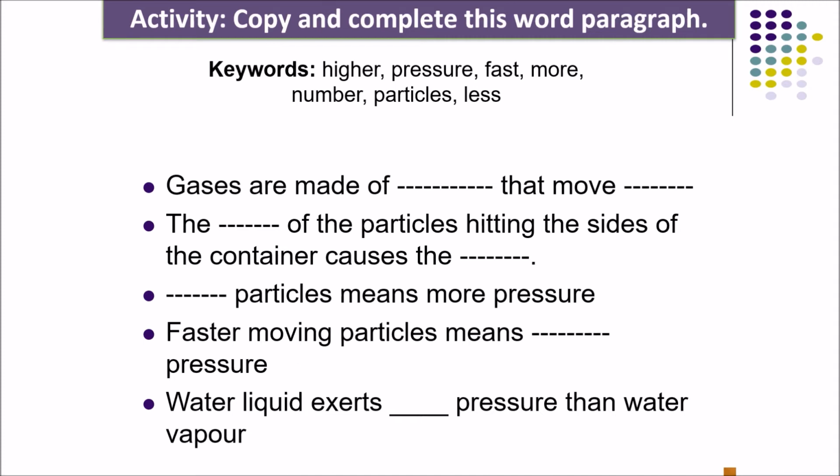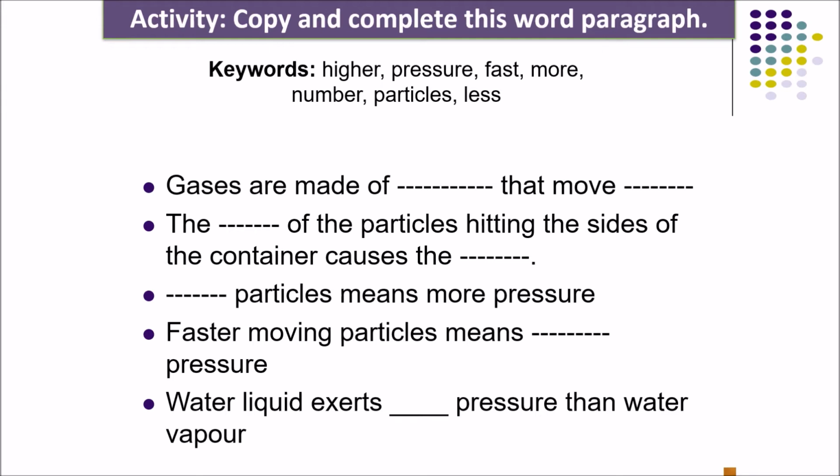Number two, the something of the particles hitting the sides of the container causes the something. Number three, something particles means more pressure. Number four, faster moving particles means something pressure. And number five, water liquid exerts something pressure than water vapor. Pause the video to fill in the gaps.